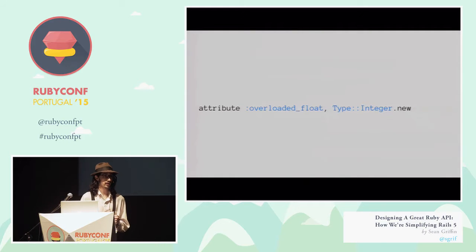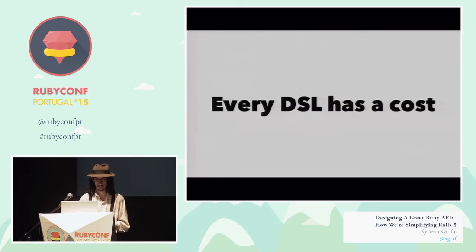We also don't have to worry about the semantics of dealing with types that Active Record didn't provide. You're giving us an object. It's just Ruby. Ruby just works. And every DSL has a cost.